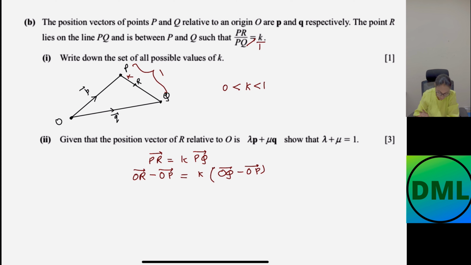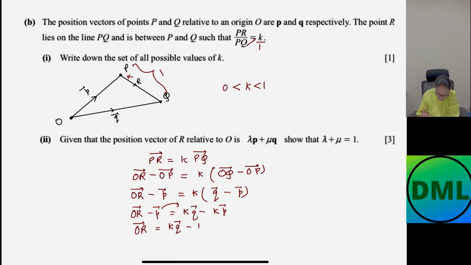Let's substitute all the values we have. OR vector minus OP vector, which is vector P, is equal to K times OQ vector, which is vector Q, minus OP vector, which is vector P. Let's open the bracket here. OR minus P is equal to K times Q minus K times P. Move this P to the right hand side. OR is equal to K times Q minus K times P plus P vector. Let's take out P vector as a common vector: KQ plus P vector is common, and you are left with 1 minus K.